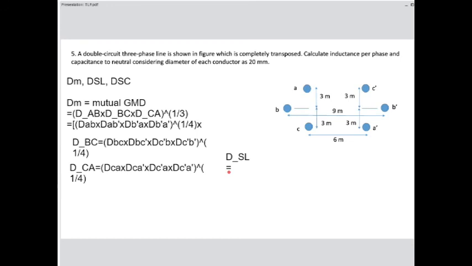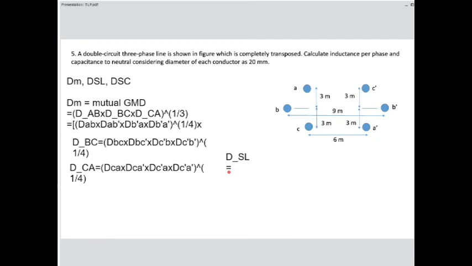DAB itself is the mutual distances between all the A and Bs. So DAB, DAB prime, DB prime A, DB prime A prime. These are all the distances between A and B. There are no other distances between A and B, looking at the diagram. So when you are done with all those distances, we take corresponding root. Meaning how many terms are there? There are four terms. So we take the power to be 1 over 4.